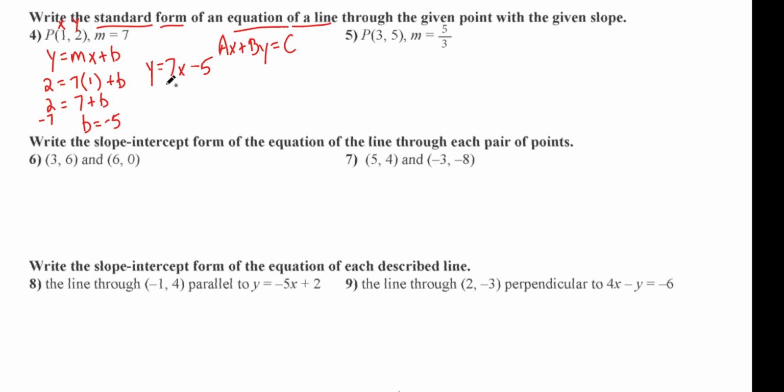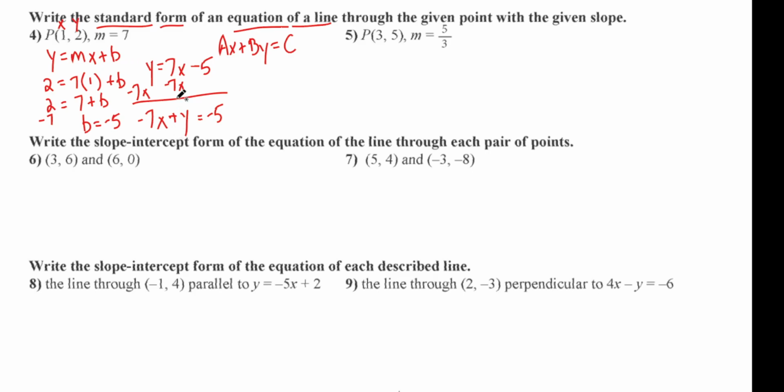So how do I get rid of it? Subtract it. Subtract a 7x, subtract a 7x. All right, so what do I get? I get negative 7x plus y equals negative 5. All I did was take that 7x and move it over to the left-hand side.